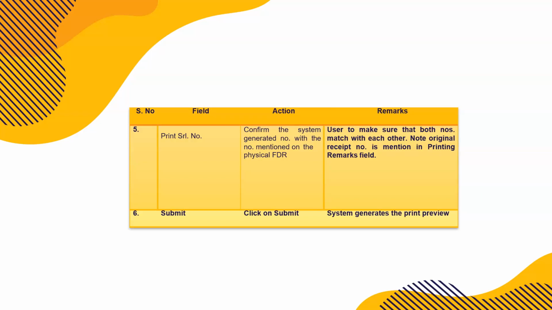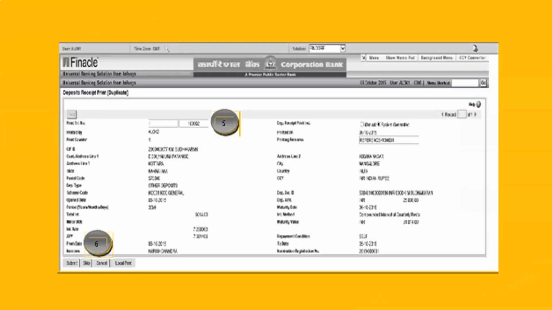Please remember this, right? Confirm the system generated number with the number mentioned on the physical FDR, right? So whatever the number is mentioned on the inventory of the fixed deposit has to be the same. User to make sure that both numbers match with each other. Note the original receipt number is mentioned in the printing remarks field. And click on submit, and this screen appears same as we saw in Hdrp.